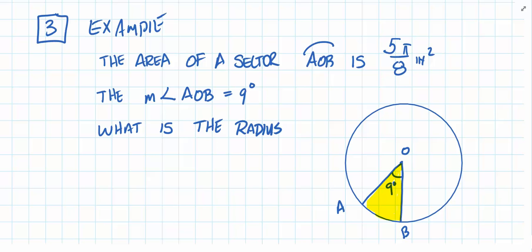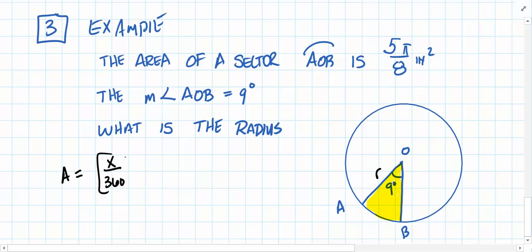What is our goal for this problem here? What do we want to do? We want to figure out the radius, right? That's what we're trying to figure out, okay? So, here's what I know. I know the area of a sector is x over 360 multiplied by pi r squared. I know that's true, right?